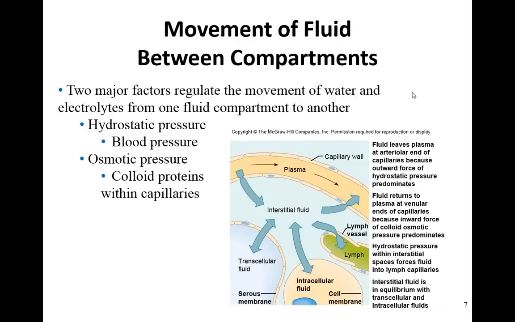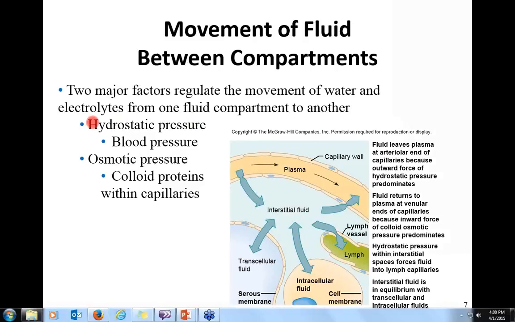Okay, so what governs where the fluid is? Again, it is pressure. Fluids are going to move from higher pressure to lower pressure. The two main pressures: one is hydrostatic, driven by the heartbeat and blood pressure. This pressure wants to push fluids out of the cell or out of the vessel. Osmotic pressure is generated by the big proteins within the capillaries, so this is going to push or pull fluids back into the cardiovascular system.